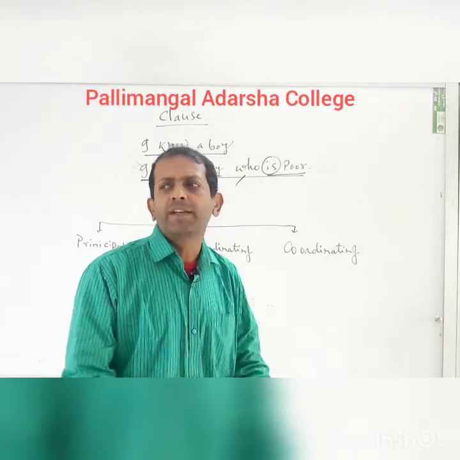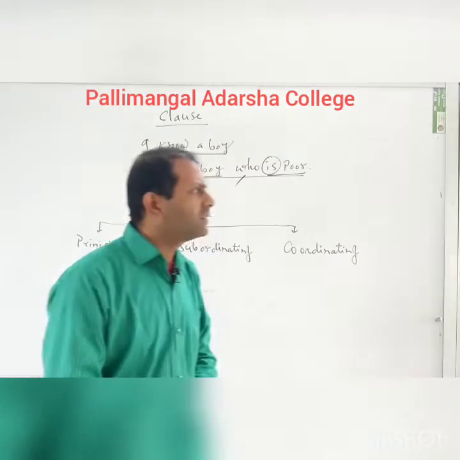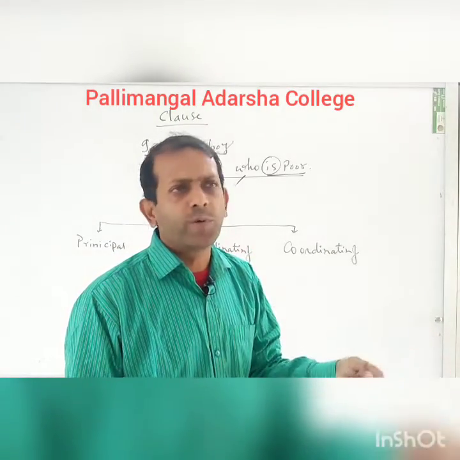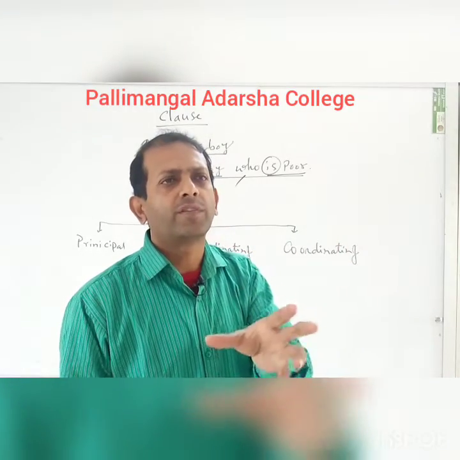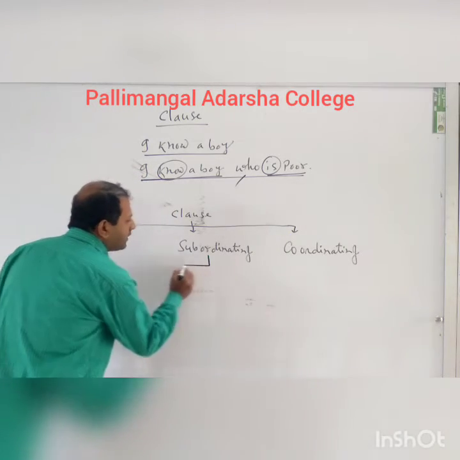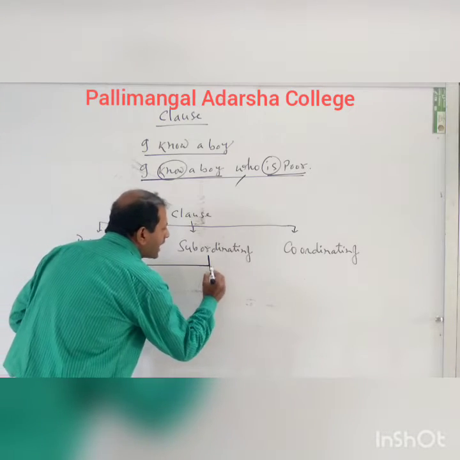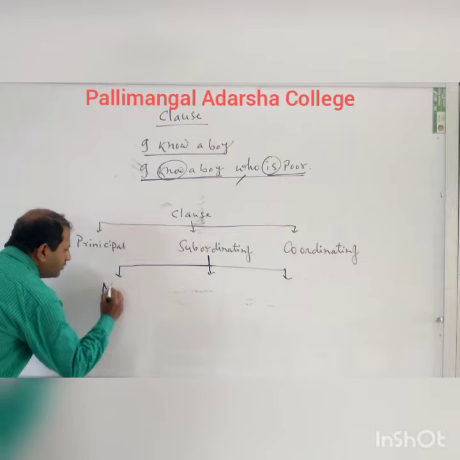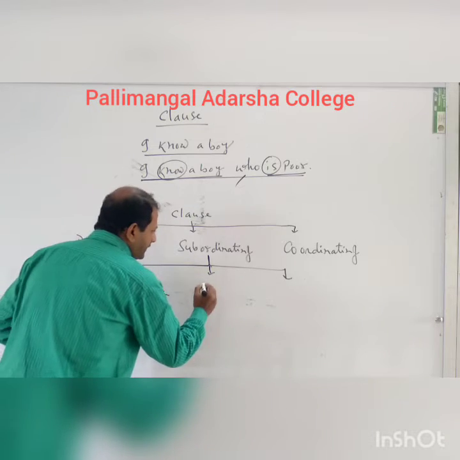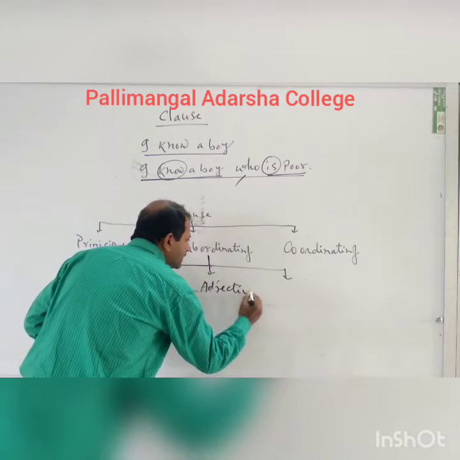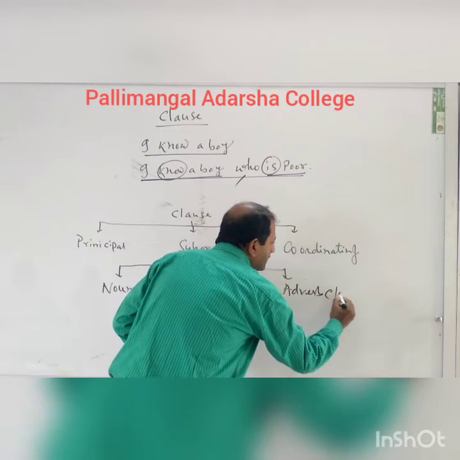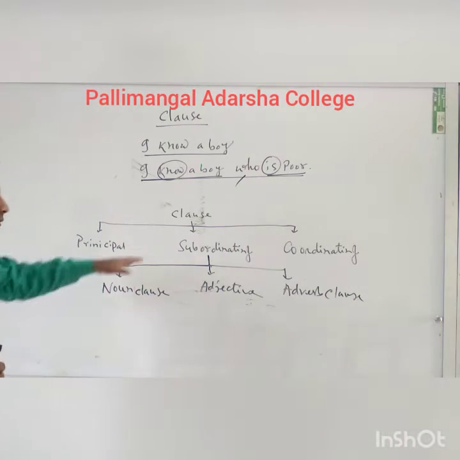So a subordinate clause will be divided into two parts: the main clause and the subordinate clause. So principal clause and subordinate clause, and in this way the subordinate clause can be divided into three main types. First one is noun clause. Second one is the adjective clause, and third one is the adverbial clause, the adverb clause. These are the three types of subordinate clause.